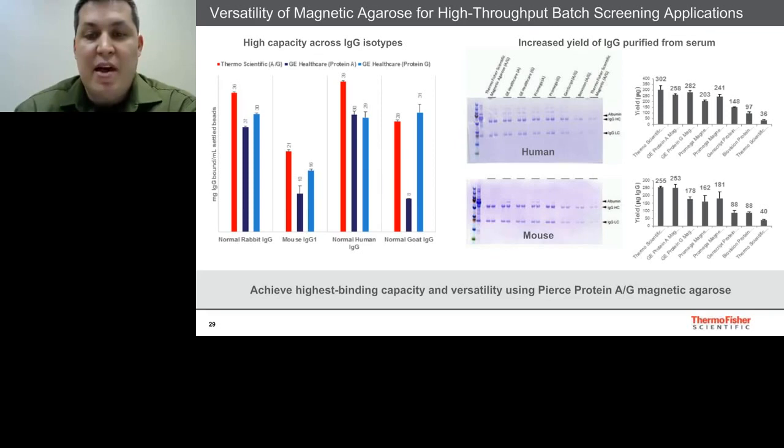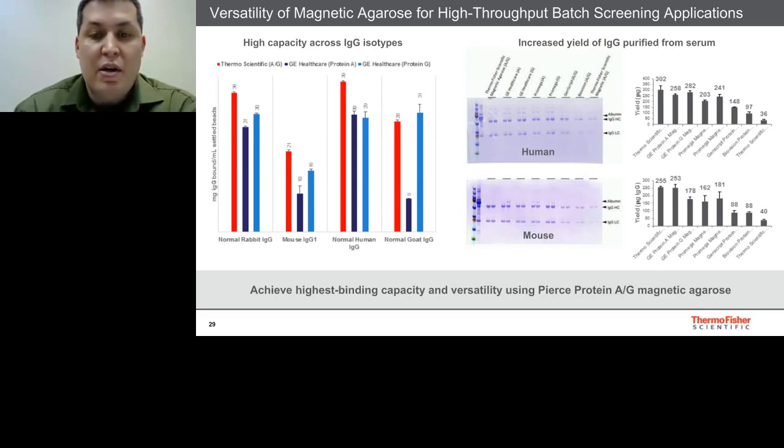In many cases, though, purification from a complex sample vastly differs from that of a purified IgG. To look at how the resins compare using a complex sample, we prepared a purification of IgG from sera. In both human and mouse sera, the protein AG magnetic agarose beads had equivalent or higher capacity while also having a purity that is higher or equal to the competitive resin.